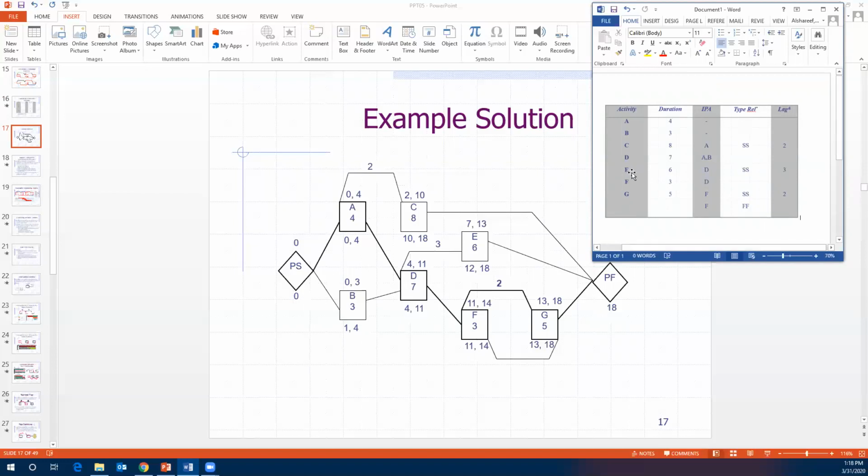Then if we go back to the table, E here, duration is 6, and is dependent on D with a start-to-start relationship and lag of 3. So we have E here, start-to-start with D, with the lag of 3. And then the early start of E is 7, with a duration of 6, so the early finish of E is 13. Why 7? Because if the lag wasn't here, then the early start of E would be 4 because it starts with D. But because we gave a lag to it, it's 7.